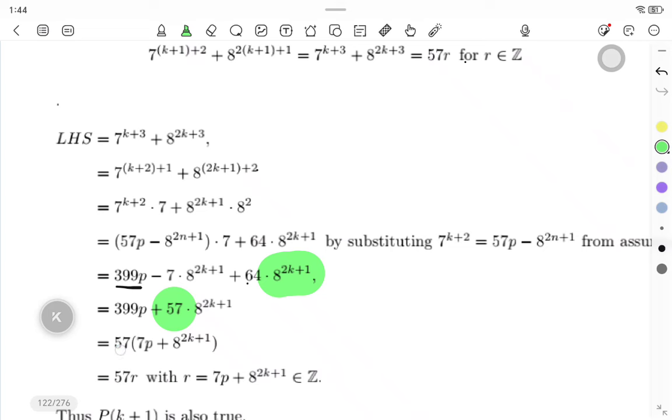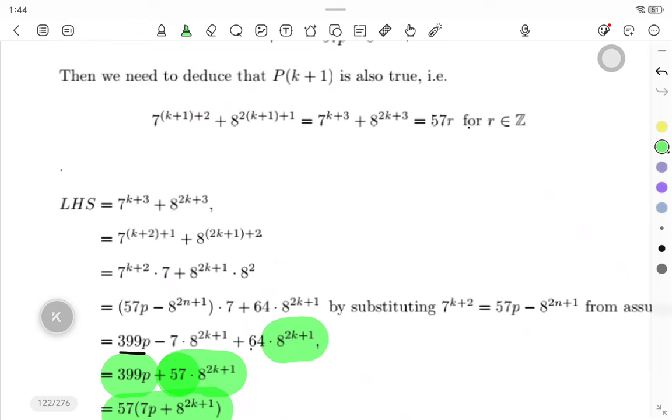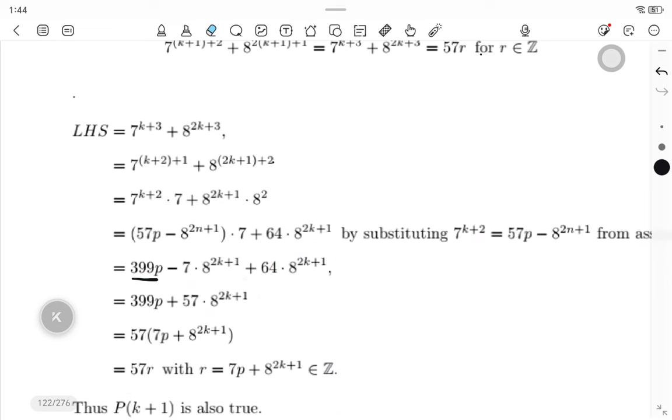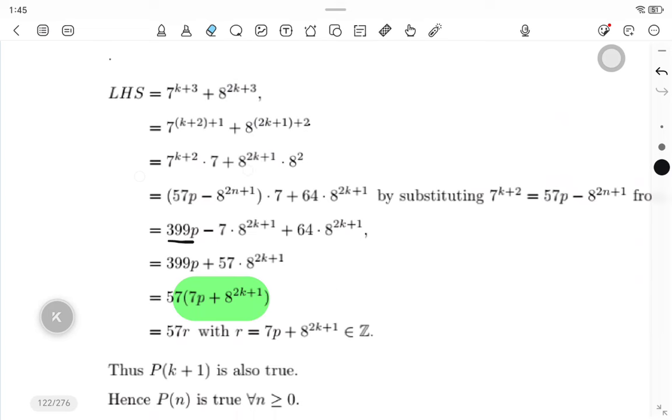With r, make sure that when you replace this one inside. We have learned this in methods of proofs, that after factoring something that I'm looking for, I can replace whatever is inside the brackets by some variable. So we're always going to replace by the one we chose here, because we're trying to prove that this equals r, which is an element of the integers. Then we say thus P of k is also true, hence P of n is true for all n greater or equal to 0.